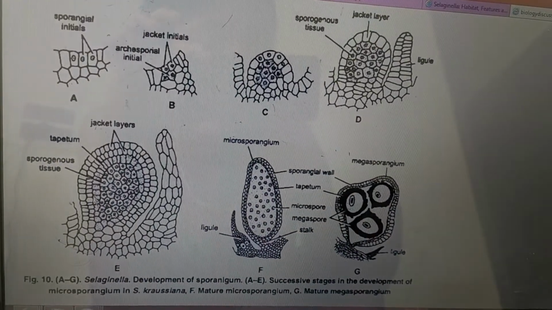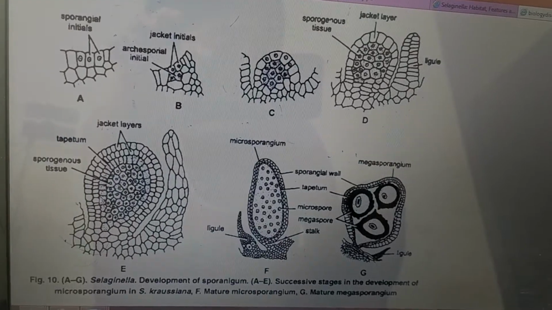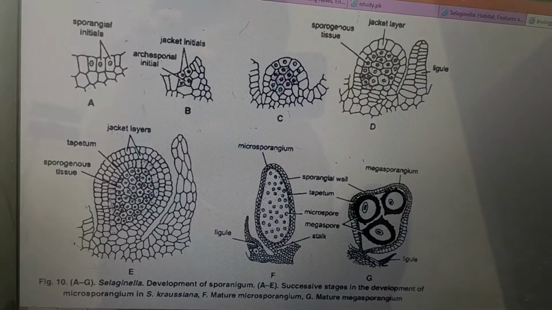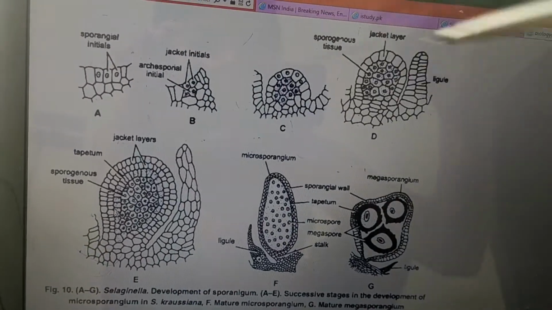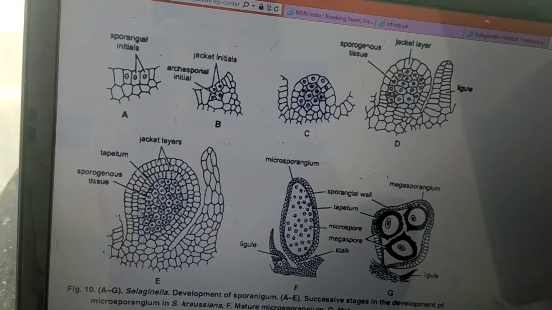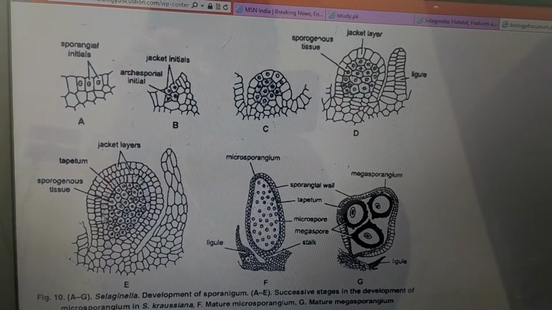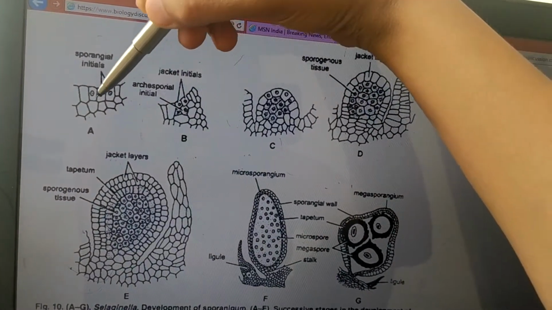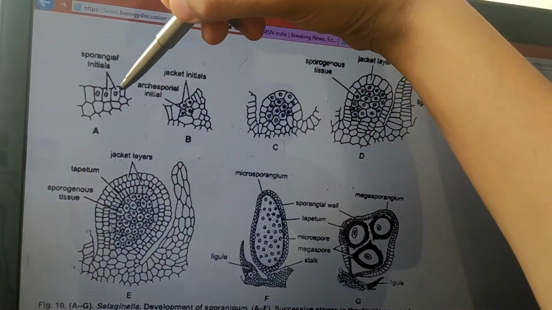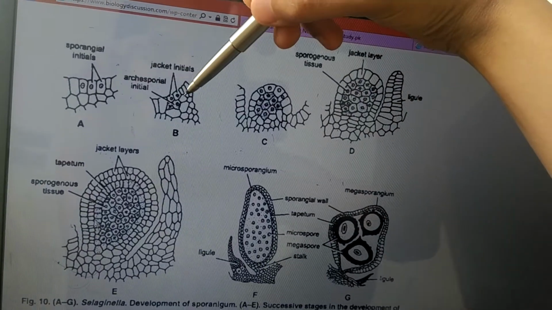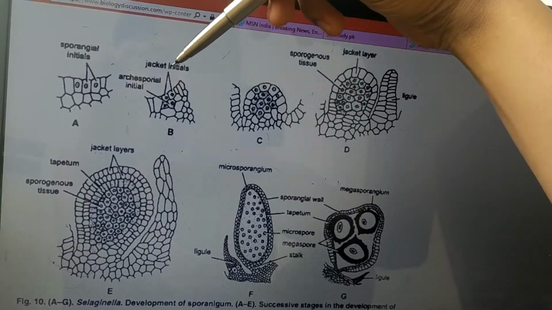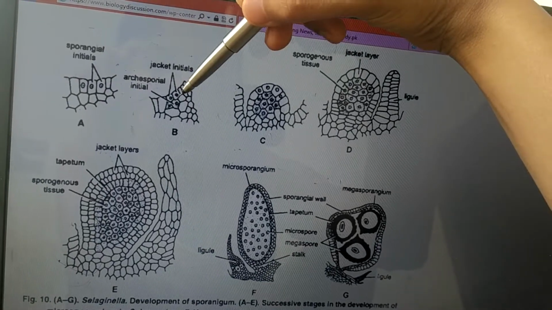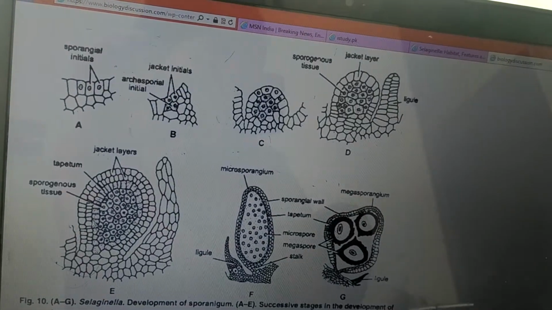When the development takes place by only one cell, that will be leptosporangiate. Now here the development is with the help of a group of cells or a row of cells, as we can make out here. This type of development is eusporangiate, and the cells are called sporangial initial cells. Here the first division they undergo is a periclinal division, leading to formation of outer jacket initial cells and the inner archesporial initial cells.